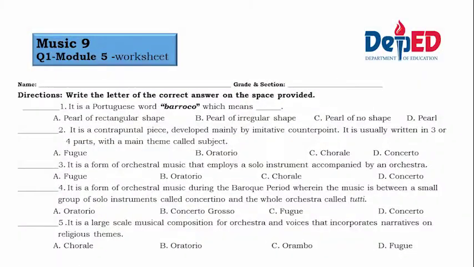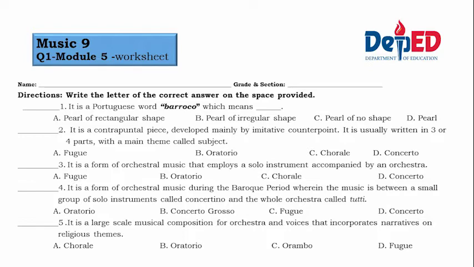To end our lesson, on a piece of paper, write the letter of the correct answer. Number 1. It is a Portuguese word barroco, which means A. Pearl of rectangular shape, B. Pearl of irregular shape, C. Pearl of no shape, and D. Pearl.